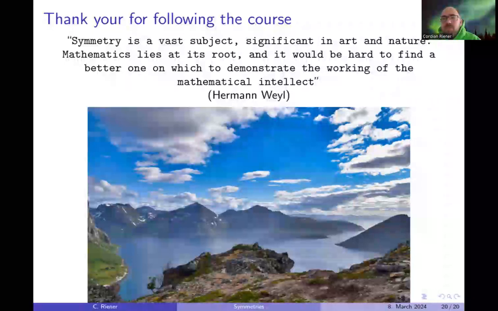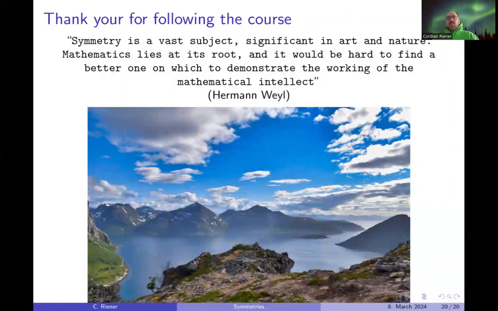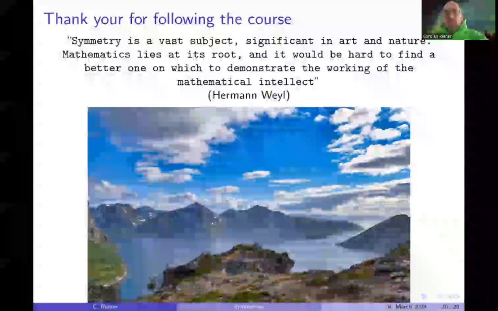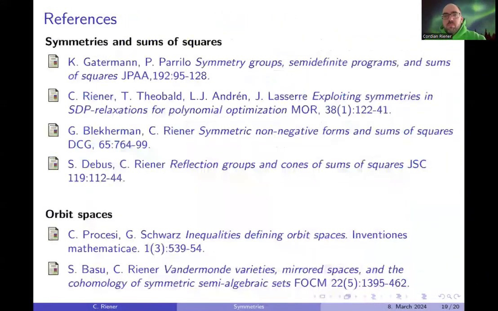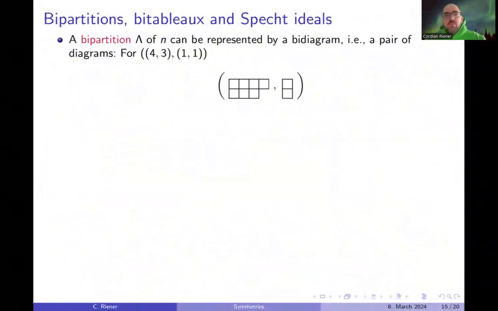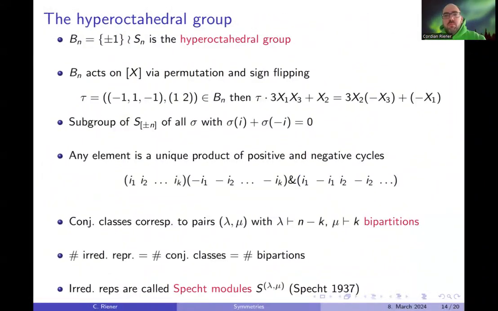Cordian, there is one thing. May you please open that particular slide where you were discussing the hyperoctahedral group with the signed permutations. So you are working with this particular signed partition, and you define the Specht polynomial in this particular aspect. There is a generalization for this group where people deal with r signed partitions.